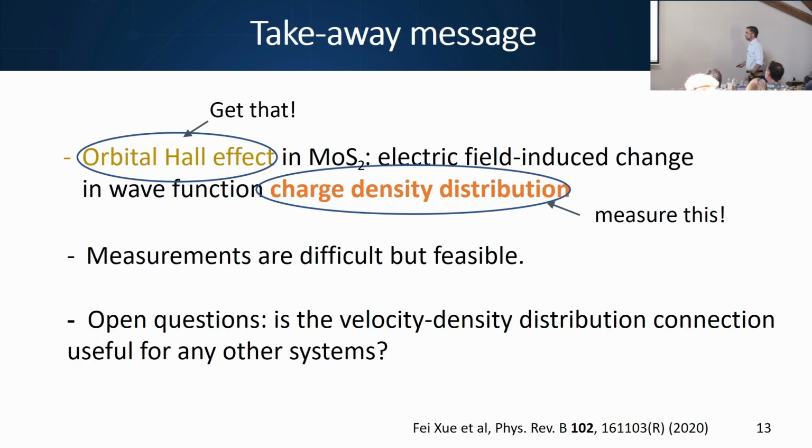So that's the first part of the talk. And so the idea was that you can, in principle, measure this charge density distribution, and it tells you something about the orbital Hall effect. Measurements difficult but feasible. Open question: is this velocity density distribution formula that I showed you before useful in other contexts? It's something I spent time thinking about, and so far the answer has been no.